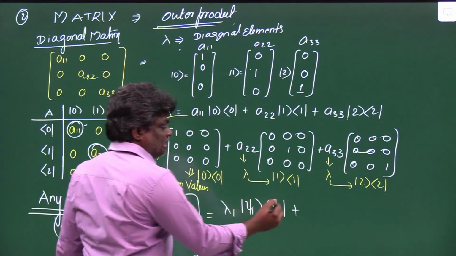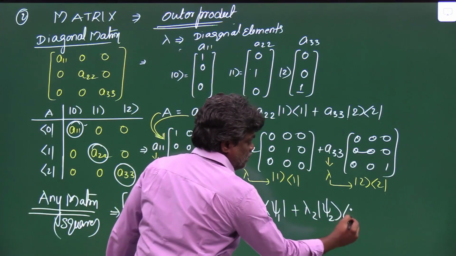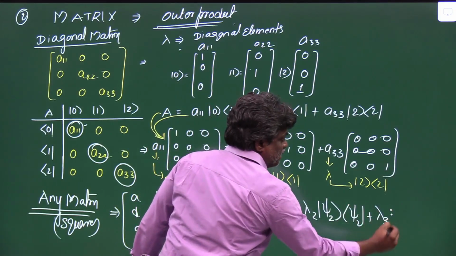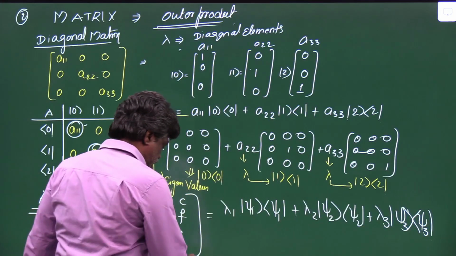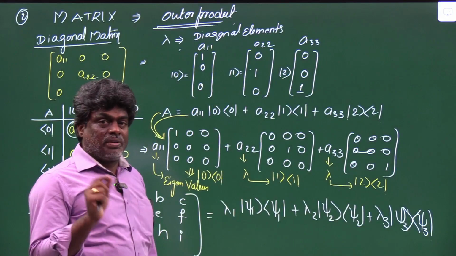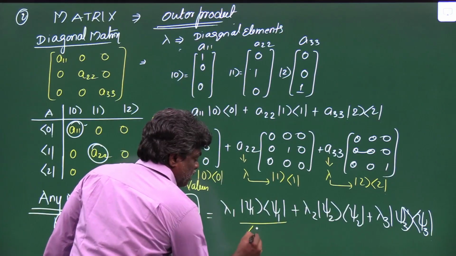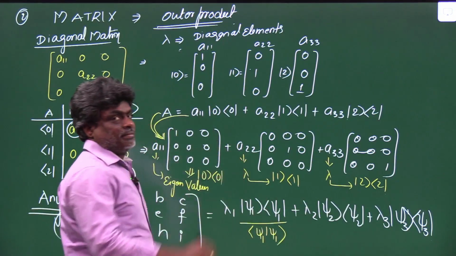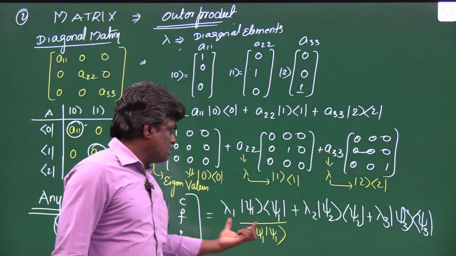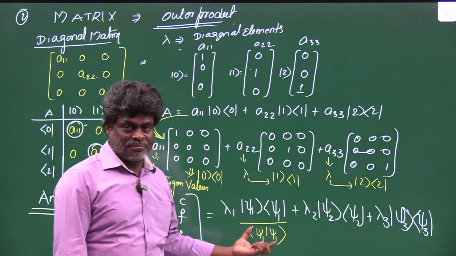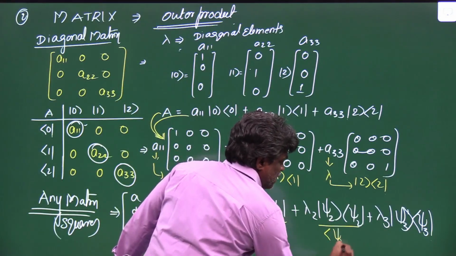I hope you got this. Next lambda 2, what is its corresponding eigenvector outer product? Psi 2 psi 2 plus lambda 3 psi 3 psi 3. But we should always check whether it is normalized or not. That's why we have to divide by its inner product. It should be normalized. In case it is not normalized, the denominator is not equal to 1. So by inner product psi 2 psi 2.